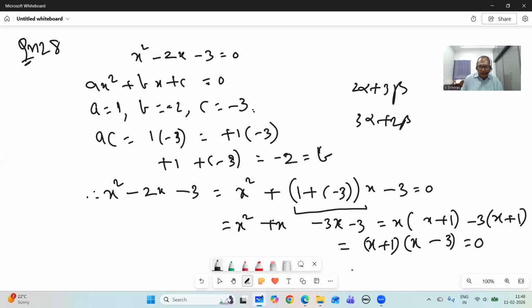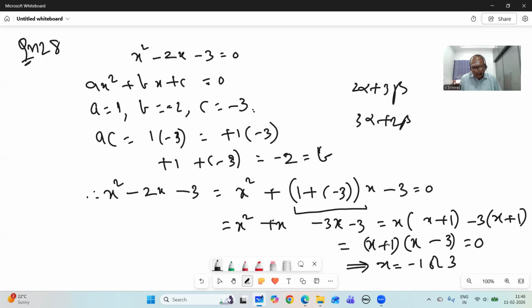So from here we get the roots. Either x plus 1 equal to 0, that gives you minus 1, or x minus 3 equal to 0, that gives you 3. You have to treat these as numbers. If h into k is 0, h and k are numbers. Product of two numbers is 0 if and only if one of them is 0.